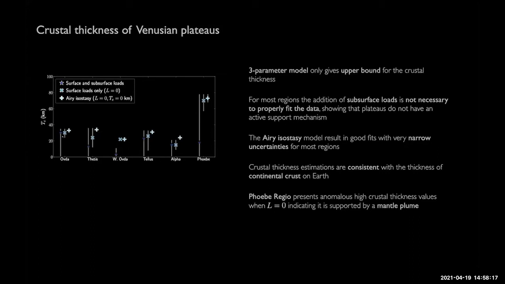The crosses are when we fix the subsurface load to 0, so we only have the surface loads acting. And this last case is when we have an area isostasy regime, meaning that the elastic thickness is also equal to 0, and we have a fully compensated type of surface load. And what we can see, for most cases, is that these 3 parameters don't change the crustal thickness estimations that we find a lot. Although when we have 3 free parameters, of course, we have a higher error bar.